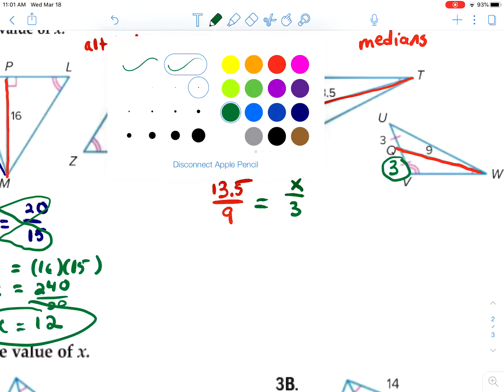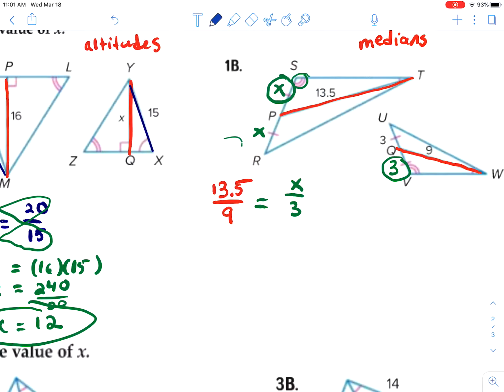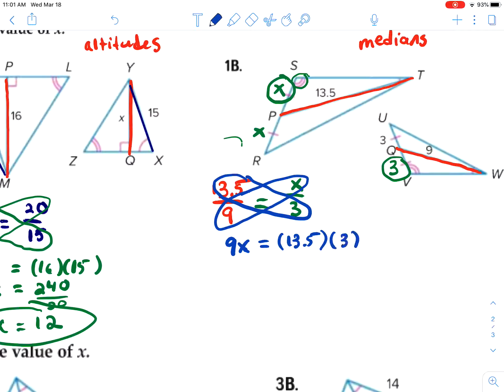All right, so once again, let's cross multiply and divide. I'm going to keep changing up colors here a little bit just to make things a little bit more exciting to look at. You guys are so excited to solve these, as am I. So 13.5 times 3 is equal to 9 times x. So 9x is equal to, let's see, 13.5 times 3 is 40.5. Dividing by 9, we get x is equal to 4.5.